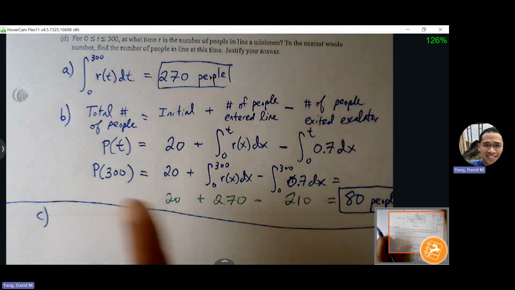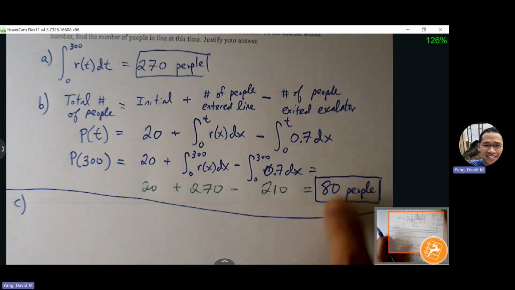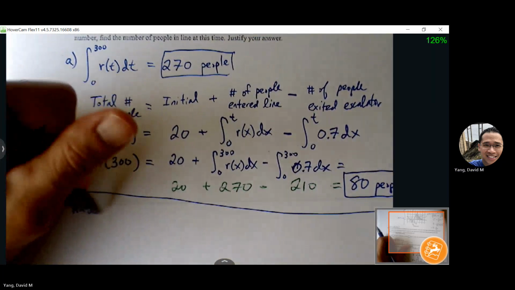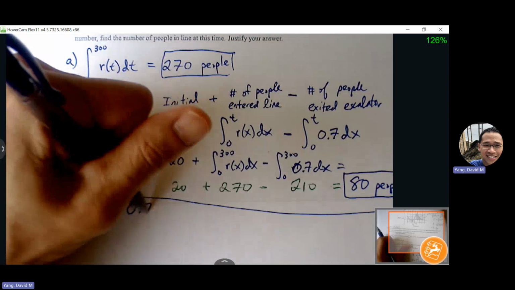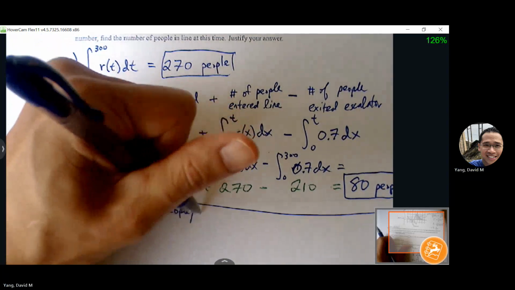Well, the nice thing is we can bring this number into our process, right? We know that at 300 seconds, we have 80 people. We have to figure out how long will it take 80 people to exit the line. So we know that there is a rate of 0.7 people per second.